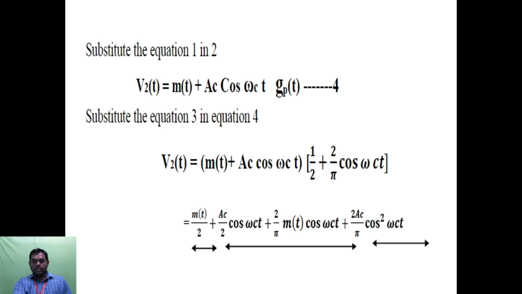Multiply m of t with the remaining terms and AC cos omega c t with the remaining terms. So the final value of V2 of t is equal to m of t by 2 plus AC by 2 cos omega c t plus 2 by pi m of t cos omega c t plus 2 AC by pi cos square omega c t.